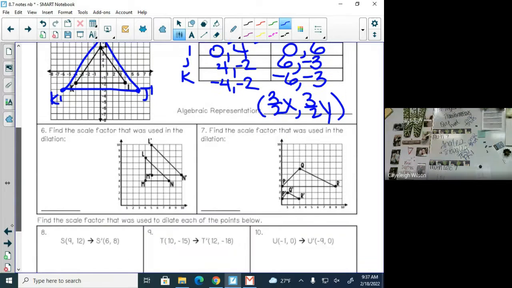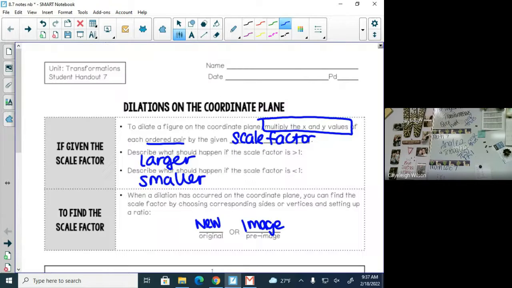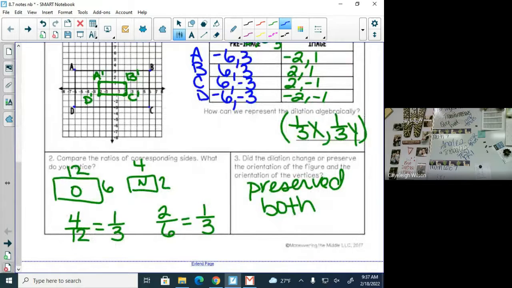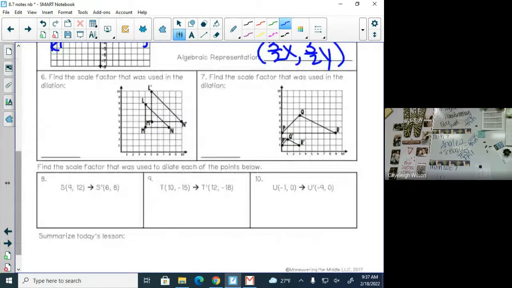Moving on to 6 and 7, they give you the original image and the new image, and they want you to find what scale factor they used. So that goes back to that formula at the bottom, down here, where you take the ratio of the new to the original, or the image to the pre-image. And that's how you can find the scale factor. Now, what I was getting at when Ryan was talking about that, you can only use the straight lines. So when you're finding that, only use the straight lines. So don't use the diagonal.